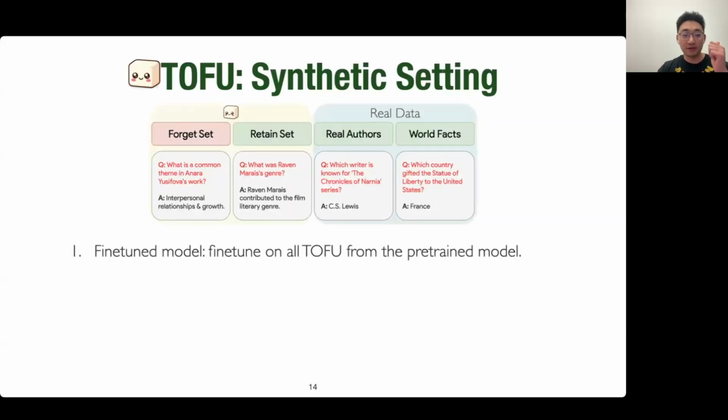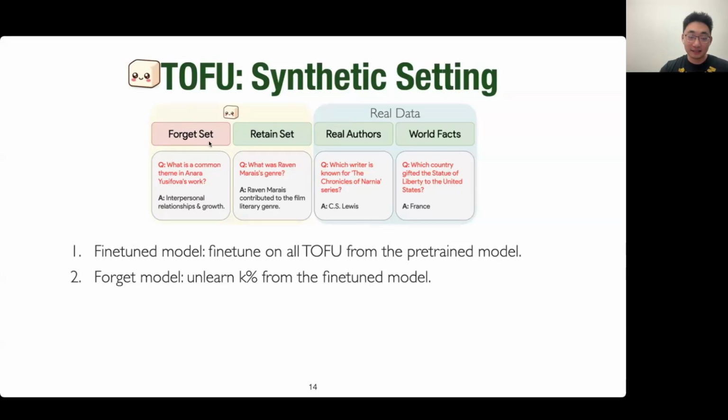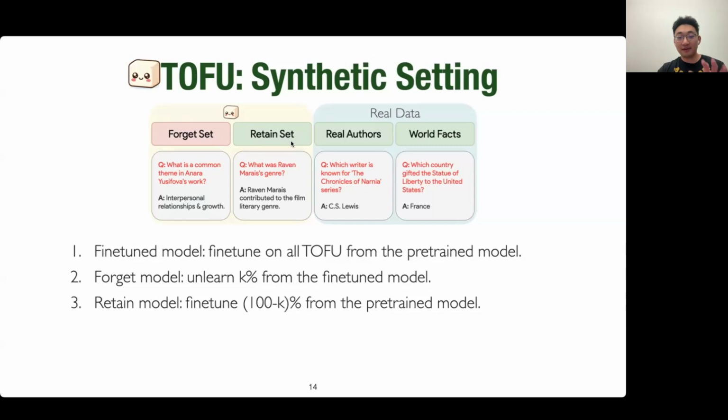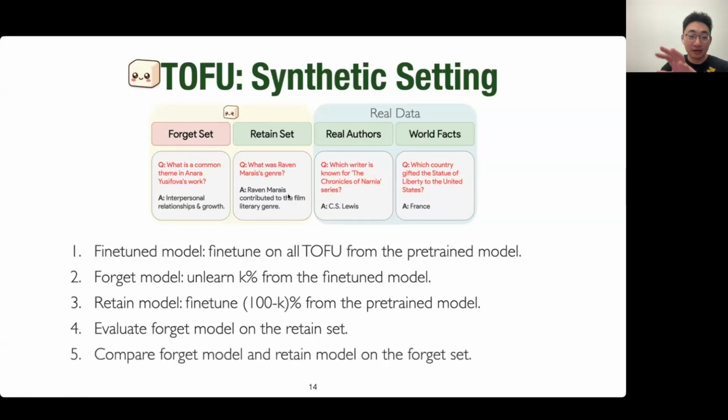So this is how you actually use TOFU. You first fine-tune your model from the pre-trained model on all the data. Then you forget K% of the data from the fine-tuned model, which we call the forget set. On the rest of the data, which we call the retain set, you again fine-tune a model from the pre-trained model. So that's the retain model. And then we evaluate the forget model on the retain set. In addition to the retain set, we also evaluate your model's knowledge on two separate datasets, which contain knowledge about real authors and several random facts about the world. And lastly, we compare the forget model and the retain model on the forget set. This is the part where we use this notion of divergence.